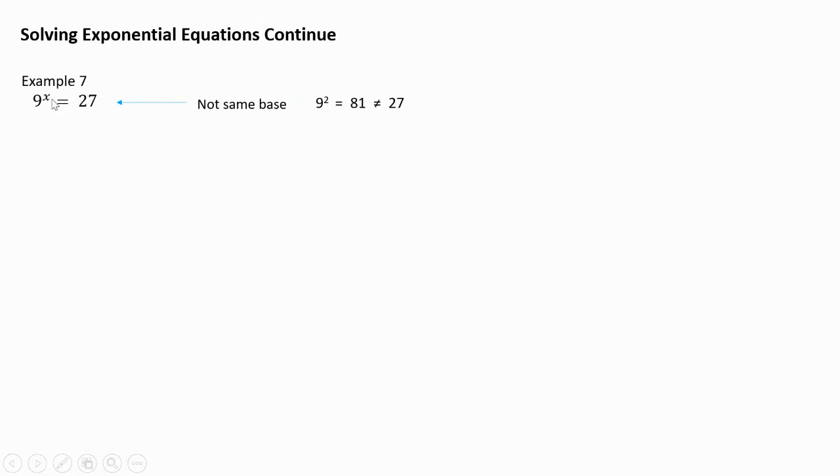If we plug in 1 for x, 9 to the first power is going to give us 9. Now let's try 2. 9 squared will give us 81, right, which is not equal to 27, which means we have to find the same base, because 9 is not the same base as 27. So what's the common base between 9 and 27? The answer will be 3. Why? Because 9 is equal to 3 squared, and 27 will be 3 cubed. You see, now we got the same base.